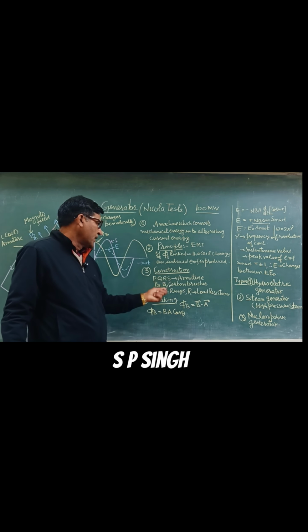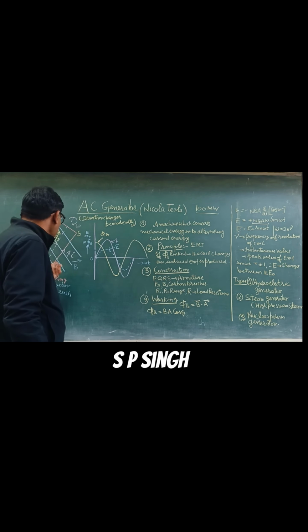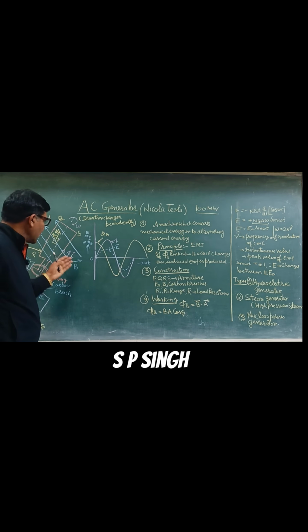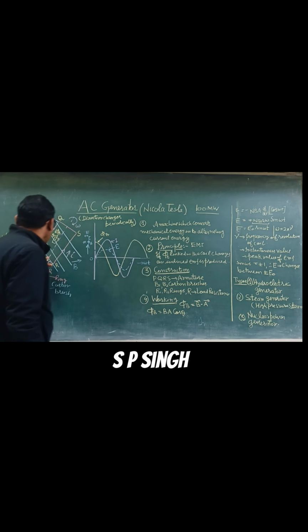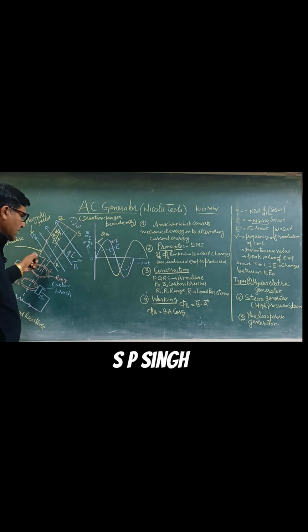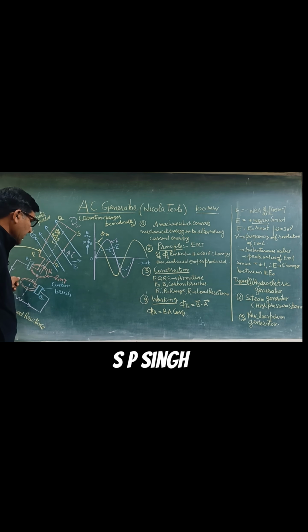And the construction is very simple. The direction of the induced current will be given by the right hand rule. So in the construction, P, Q, R, S is the armature, B1 and B2 are the brushes used to take the current outside to the load resistance, and this is R1, this is R2, the rings.